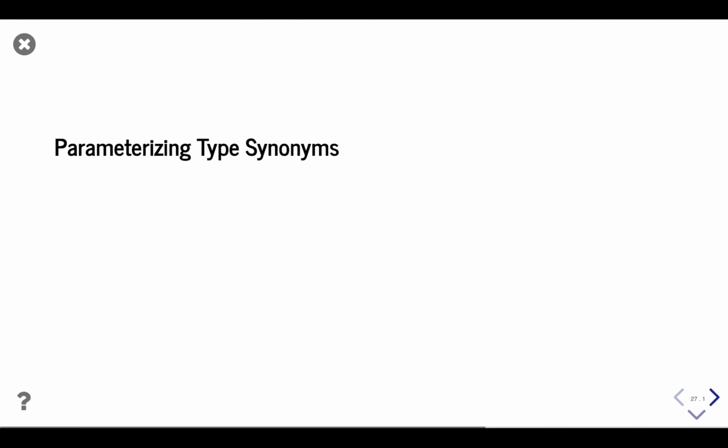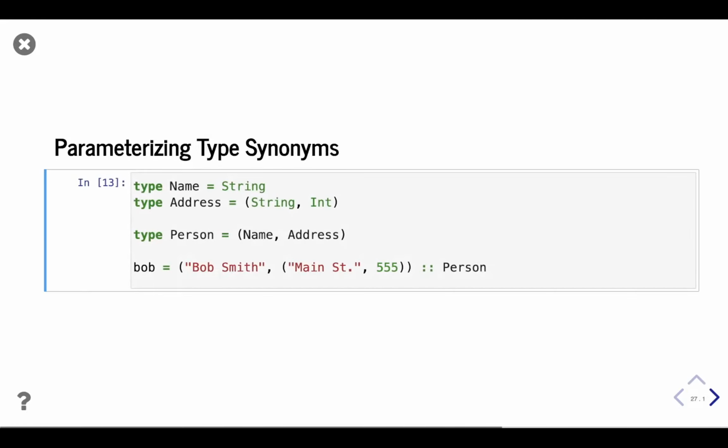Going back to our last type synonym, we have this. 3 synonyms: the name, that is the same as string, the address, that is a tuple of 2 values, a pair with a string and int, and the person type, that is a pair of name and address.